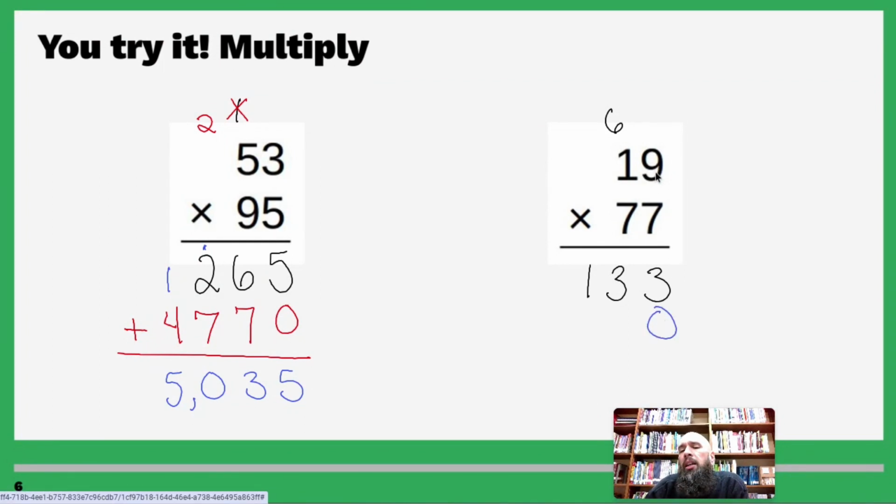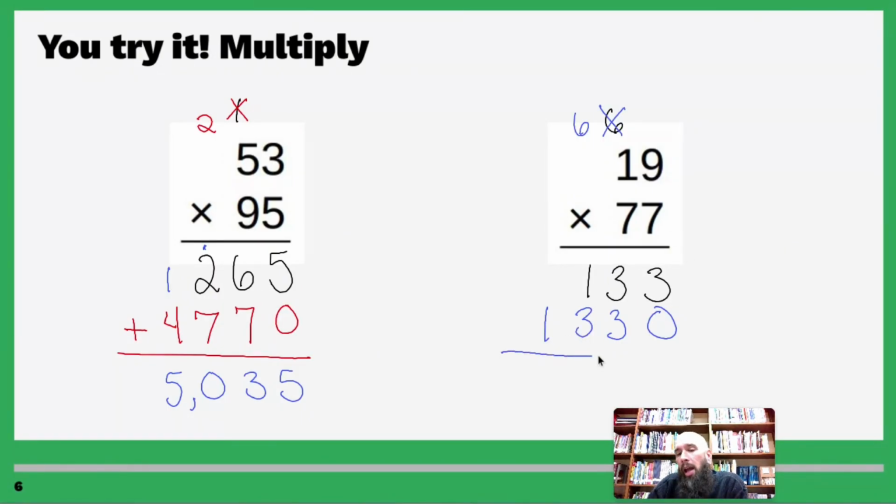7 times 9 is 63. So we'll write out the 3. We'll keep that 6 there. I mean, technically we're supposed to be like, you don't matter anymore. Let's write another 6. All right. 7 times 1 is 7. 7 plus 6 is 13. So if you're like, well, those are the same exact number. Well, that's because we use the same exact number.